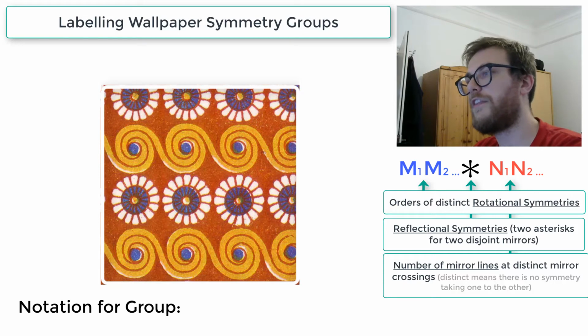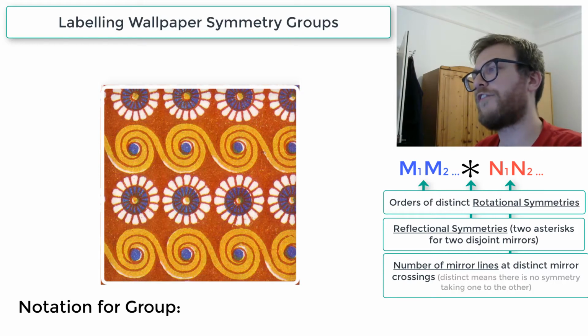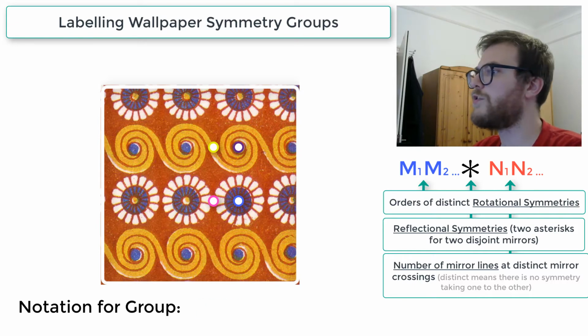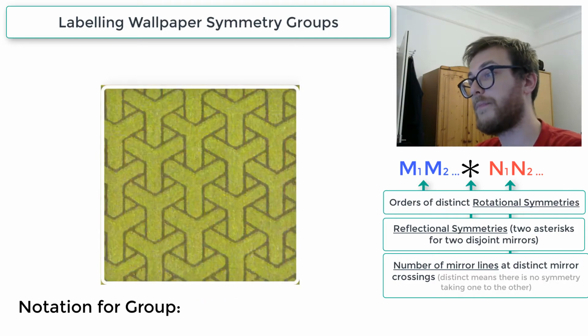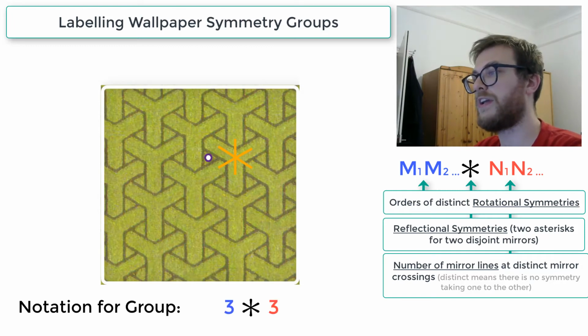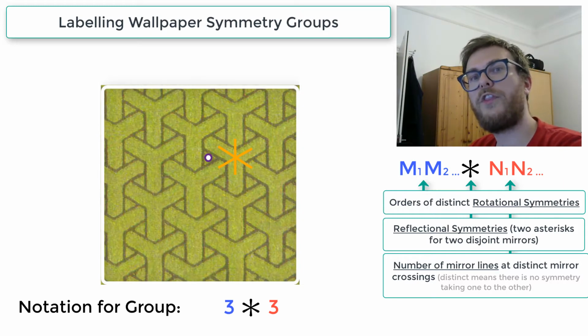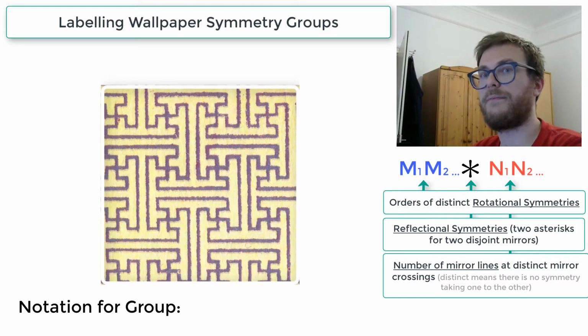For an example, look at this pattern. There are no reflectional symmetries, and there are 4 distinct centres of rotation. Here, here, here, and here. Each of them is order 2, so we denote the group 2, 2, 2, 2. How about this one? This one has 1 crossing of mirror lines and 1 rotational centre, each of order 3. So we denote the group 3 asterisk 3. As an exercise for you, consider what the labelling of this pattern should be.